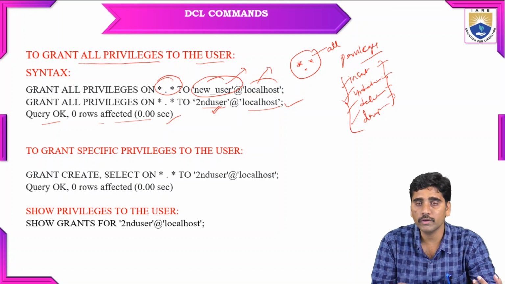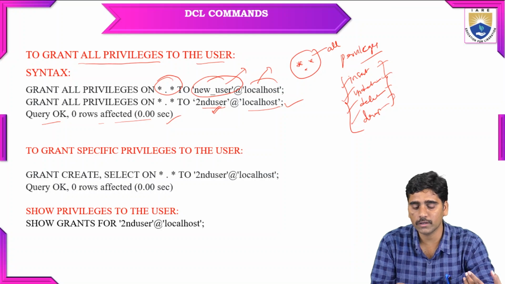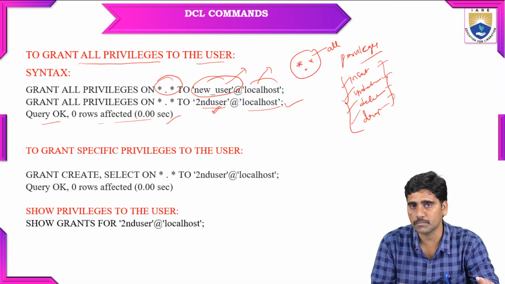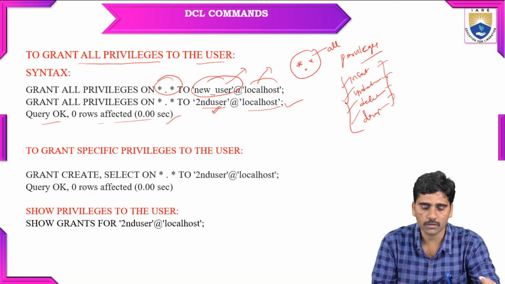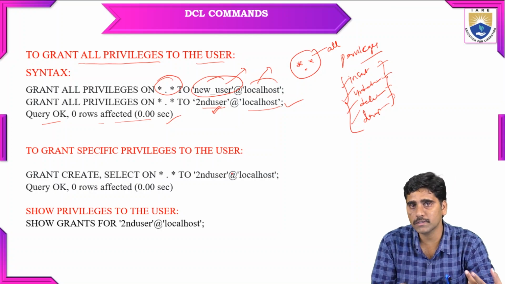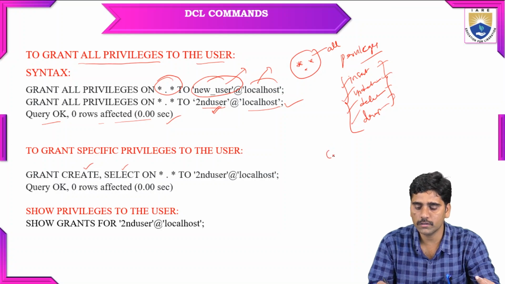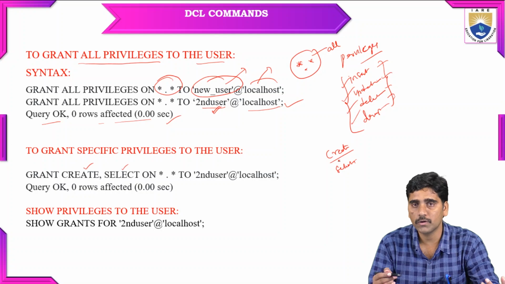So this is the way you can grant all privileges to a particular user. Or else, if you want to specify particular privileges for the user, you need to specify which privileges you want to assign. So here I am assigning only create and select privileges, giving access to create a table as well as select from a table to the particular user.